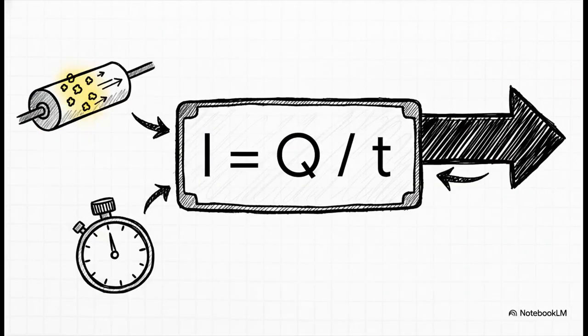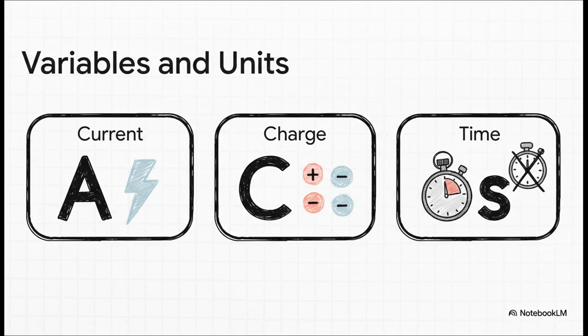And here is how we actually measure it. The formula is beautifully simple. Current, which we call I, equals the amount of charge Q that passes a point divided by the time t it takes to do it. So you can see more charge in less time means a stronger current. Simple as that.